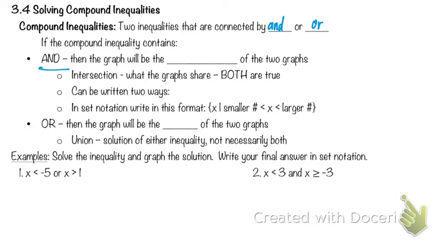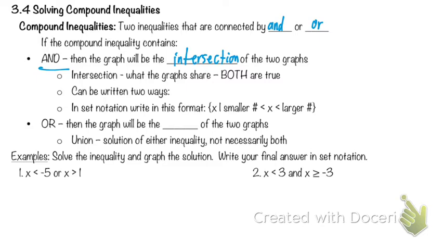So for our and compound inequalities, the graph will be the intersection of the two graphs. So it's where they overlap. It's what the graphs share, where both of these inequalities are true. If I say it's this and this, I want both of them. Now we can write it in two ways.